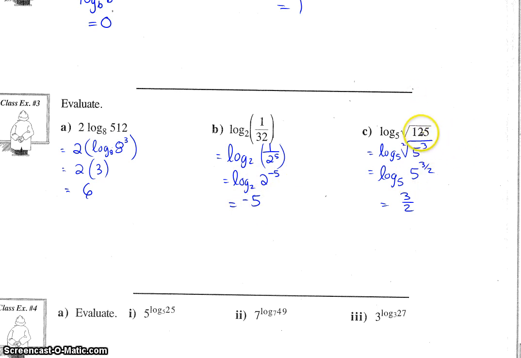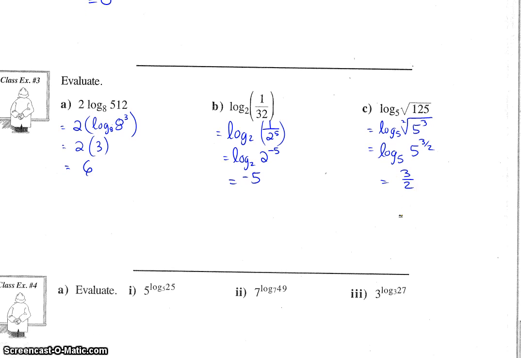Okay, on C, we have 120, the square root of 125 inside log base 5. So 125 you probably recognized as 5 cubed. And then a square root is really just a fractional exponent. So the 3 goes on top, the 2, indicating the square root, goes on the bottom, and so the root of 125 becomes 5 to the exponent 3 over 2. And now that would just equal the exponent because the bases are the same, so the answer is 3 over 2.